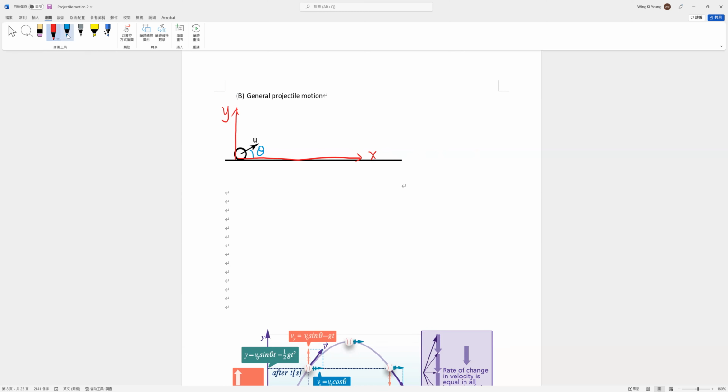Then you know that the path of the object will be like this one. Now we always start from the two equations: v equals u plus at, and s equals ut plus half at squared. And if you still remember, then we need to expand it to 2D.